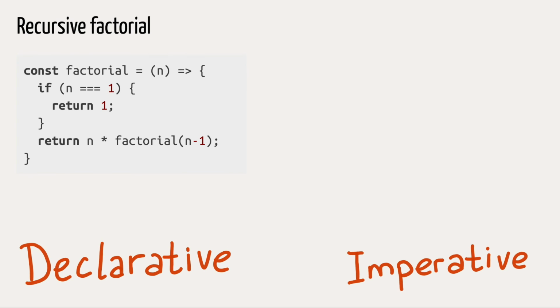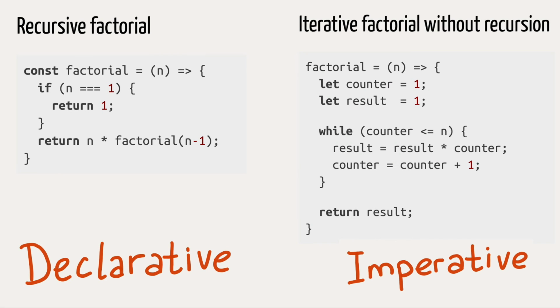The style of programming you've seen before this lesson is called declarative. The style of programming you've seen today with changing values is called imperative. Compare a recursive factorial and a non-recursive factorial. This recursive function is declarative. It's like a definition of factorial. It declares what factorial is. This non-recursive iterative function is imperative. It's a description of what to do in order to find factorial.